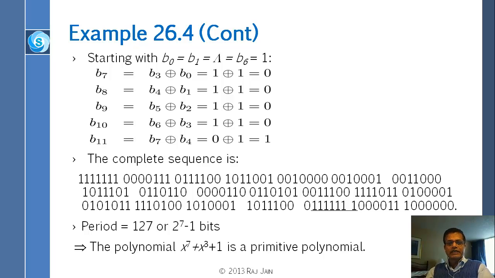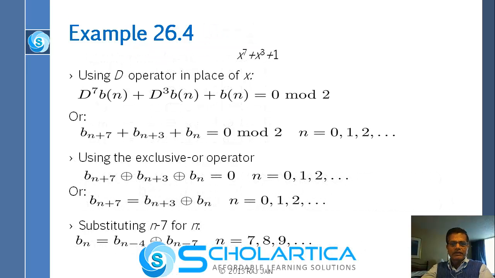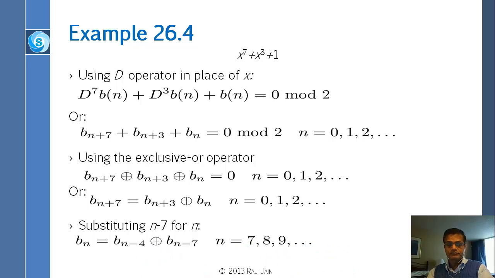Anyway, the key is that this generator uses a polynomial such as x^7 + x^3 + 1 for this one. And using that polynomial, in the previous slide we came up with the formula that b(n+7) is equal to b(n+3) exclusive OR b(n), or b(n) is equal to b(n-4) exclusive OR b(n-7). So you take the 4th bit and the 7th bit, and then exclusive OR them to get the next bit.